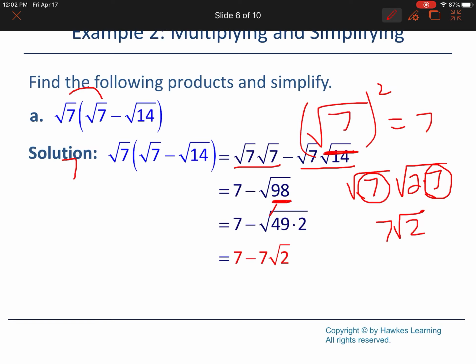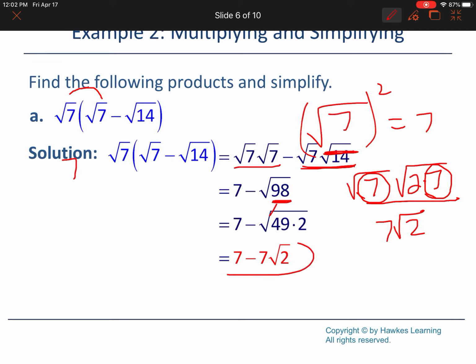So either way you want to think about it, I prefer to think about it this way. I prefer to factor before so I can see all the factors, because basically that's what I have to do. When I get that 98, now I have to go back and factor, right? And find the perfect squares that I can pull out.